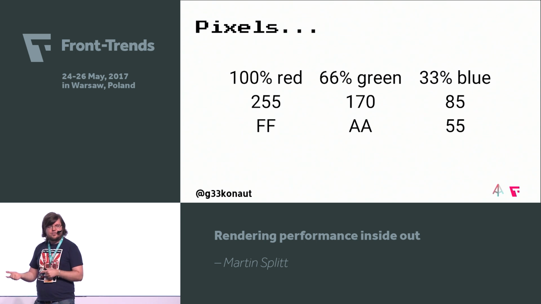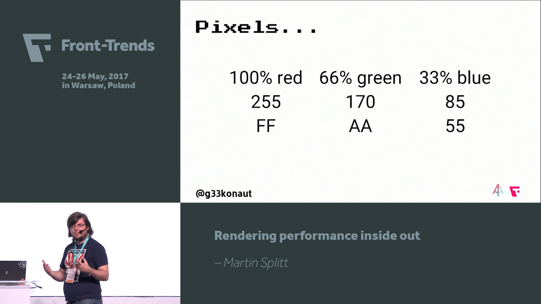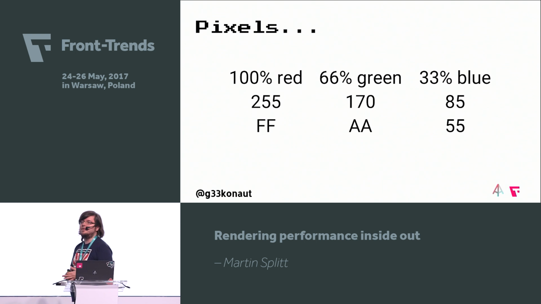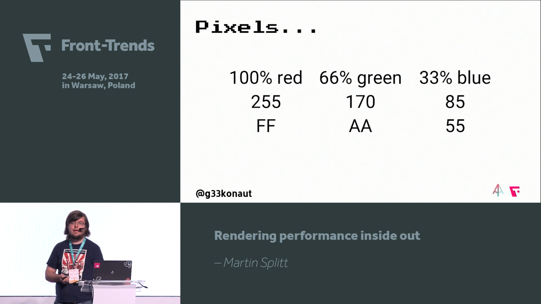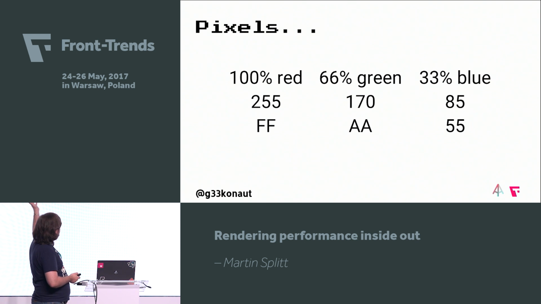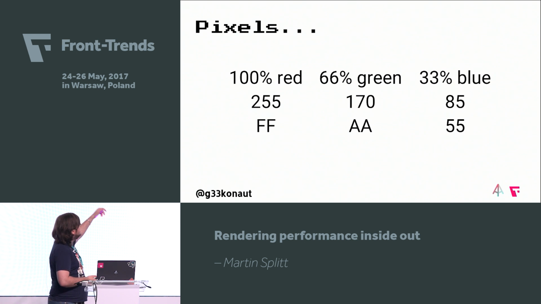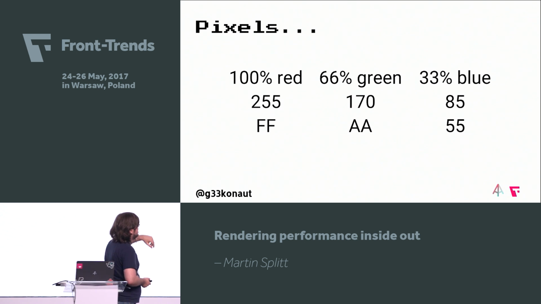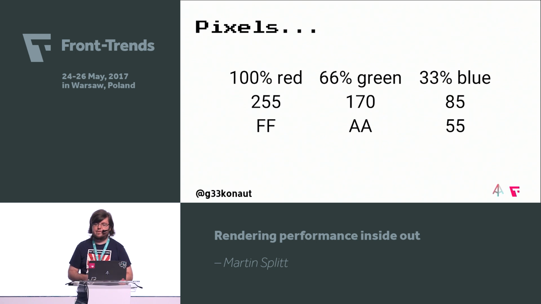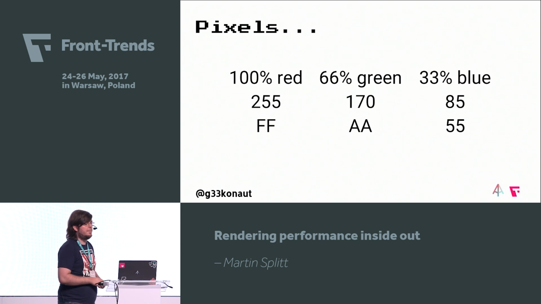And there's another notation that you might be used to from CSS. The hex notation is the same thing. It's just a hexadecimal representation of the same number. It's convenient because 2 digits in hexadecimal are exactly 1 byte. So here we see FF is the full-on red, AA is 170, or 66% green, and 55 in hex is 85 in decimal, or 33% blue lighting up.